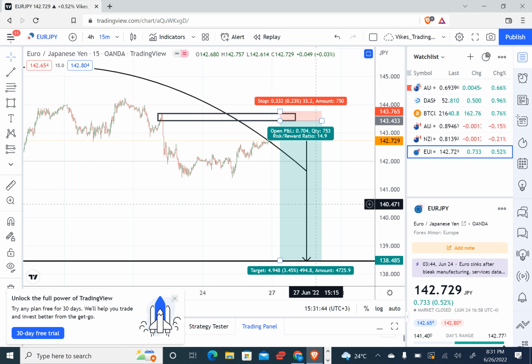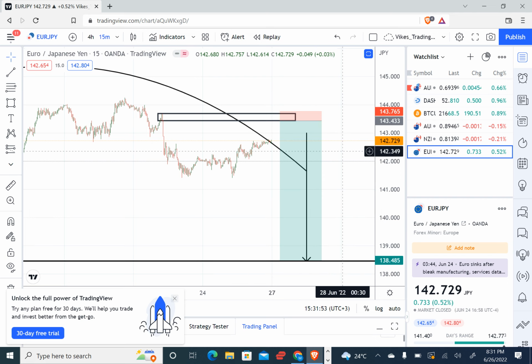Remember, the amount of capital that you have, secure it, and calculate your lot size according to the capital that you'll be having. So thanks for watching.